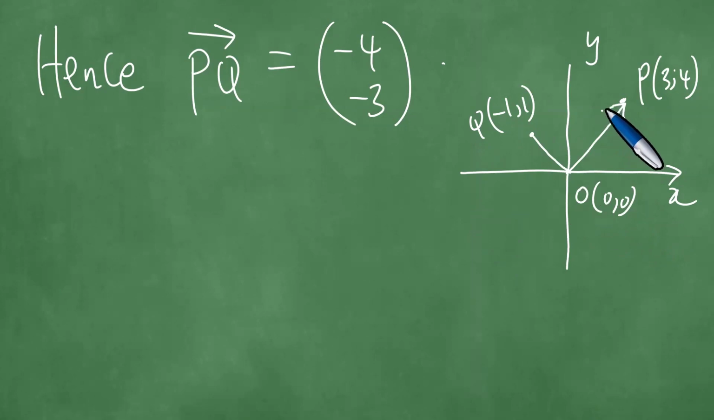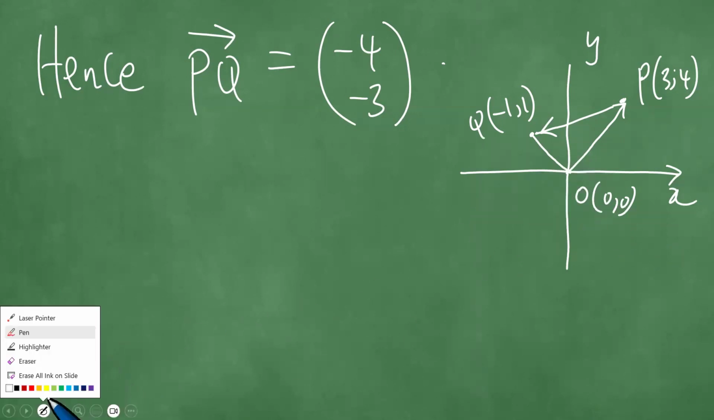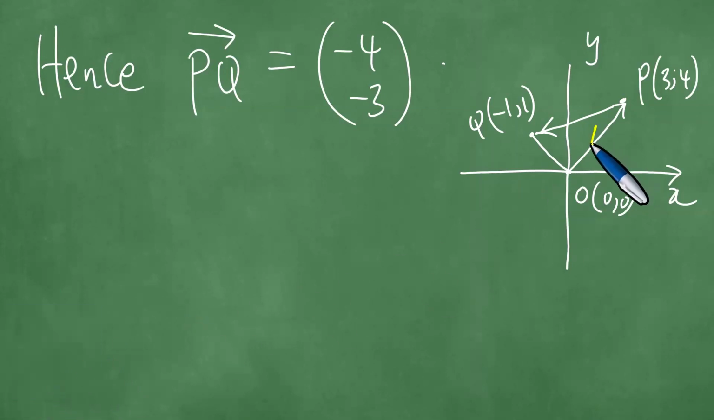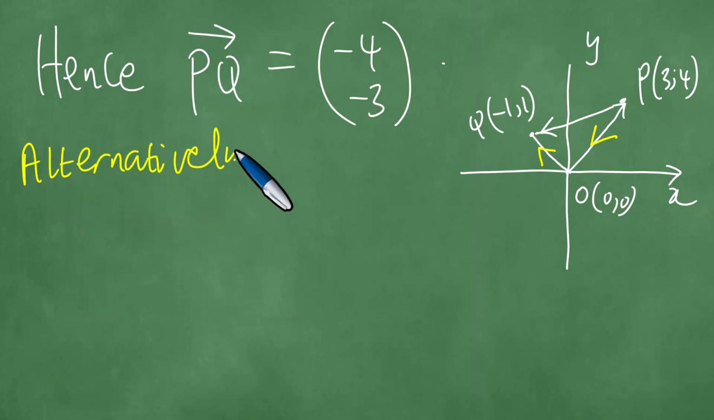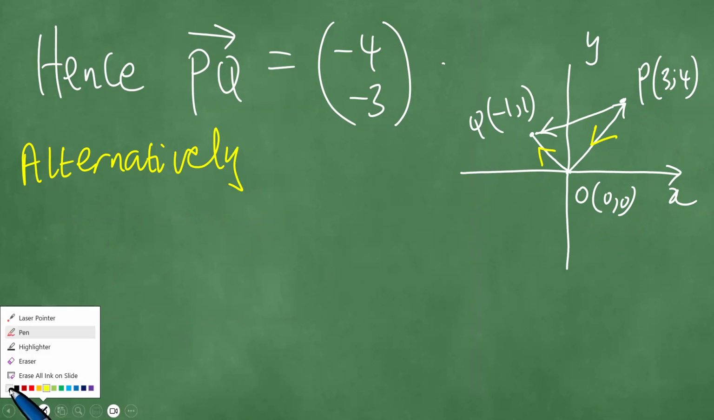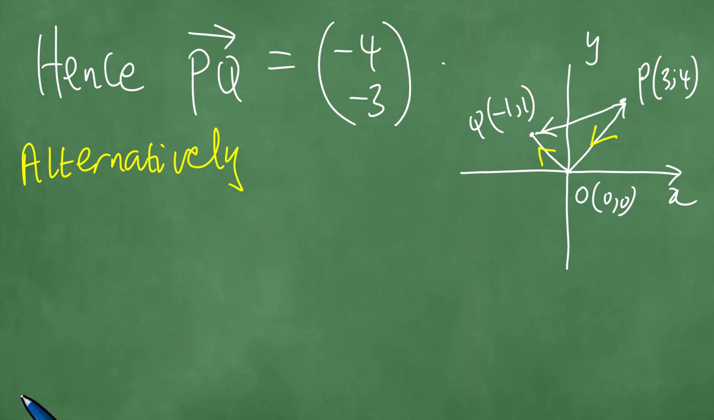Now we want to find the vector in this direction. How do we find that? We've seen that we can look at these vectors in either way. To move from P to Q, we can move from P to O and then from O to Q. Alternatively, what we can do is to consider the vector PQ straight away.